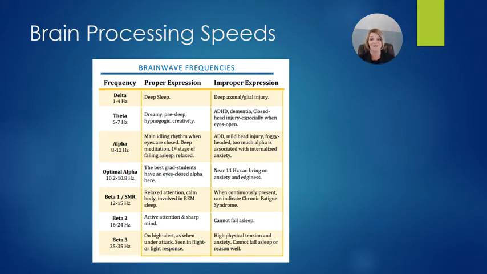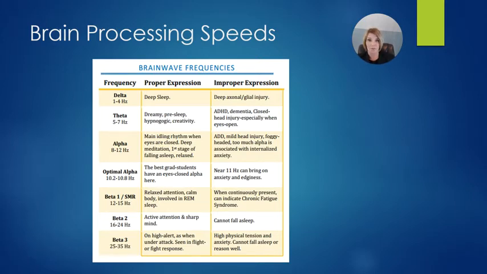Now moving even faster, we have three bands of beta. The lowest beta is what I always call perfect processing speed, which of course there's no such thing as perfect processing speed, but there is perfect processing speed for calm focus.